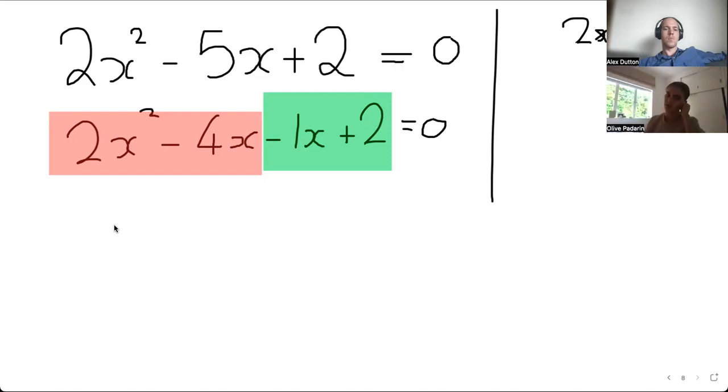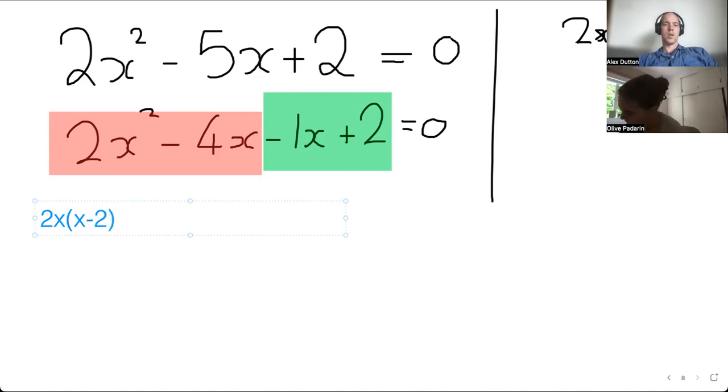So it would be 2x times x minus 2, and then 1 times x plus 2. No, not quite, because there's a negative sign. That's why I said be careful about the negatives. So it would be negative x. Exactly, it's going to be -1 times x minus 2.